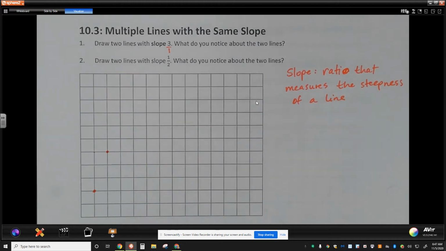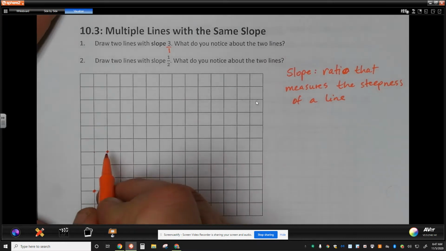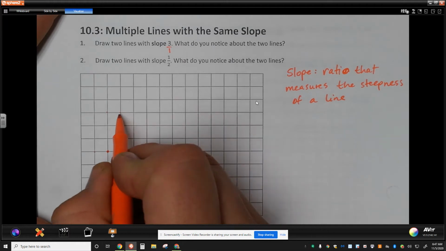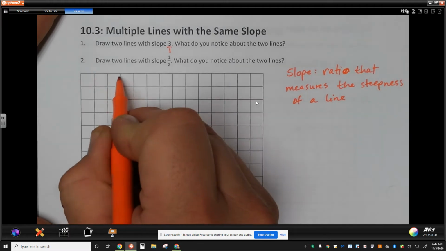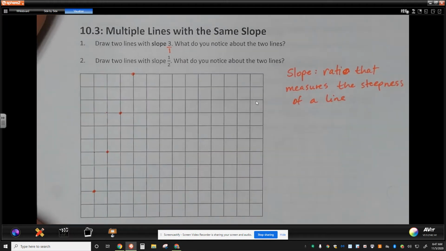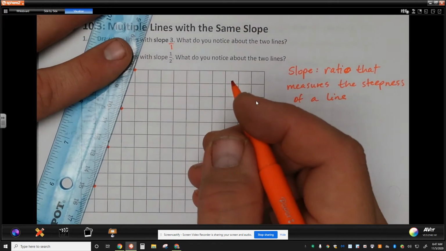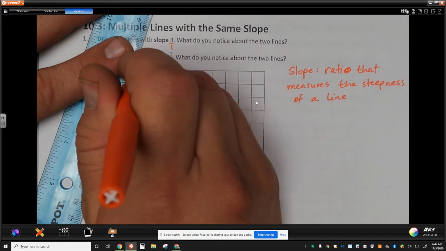Notice that on these numbers, positive will be going up, negative will be going down for the vertical numbers, and then for left and right, positive will be to the right, negative will be to the left. So from here, let's go ahead and do another one. 1, 2, 3, run 1. We see that constant pattern. 1, 2, 3, run 1. And we take our ruler and we draw a straight line. By the way, if you don't have a ruler, please grab one.